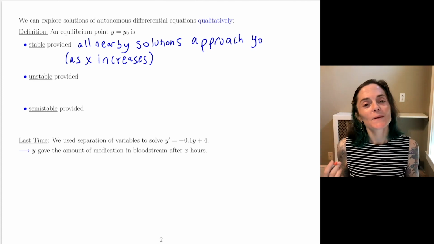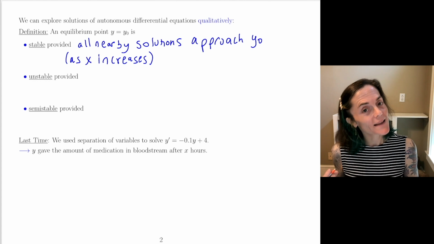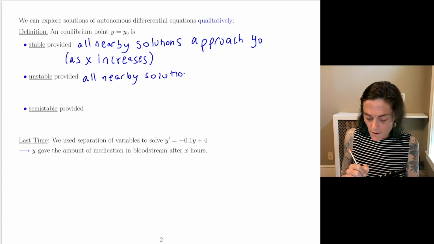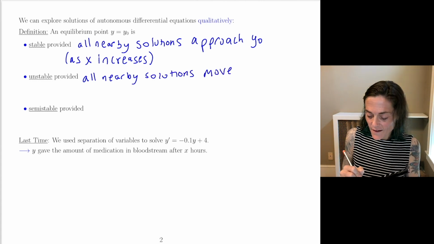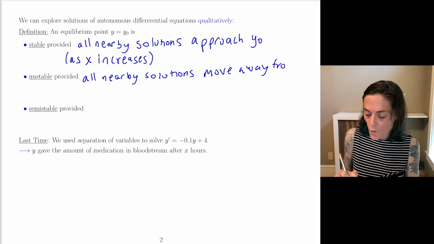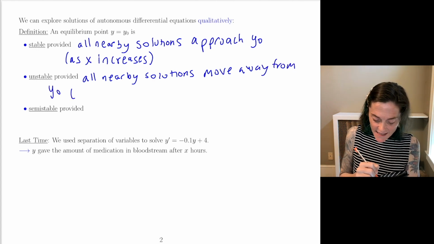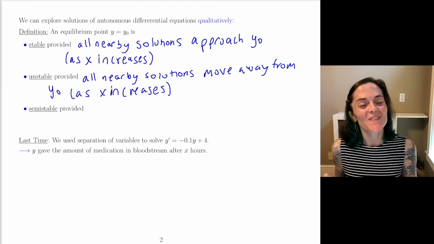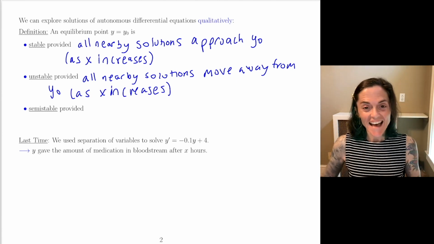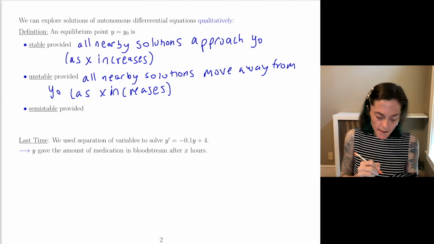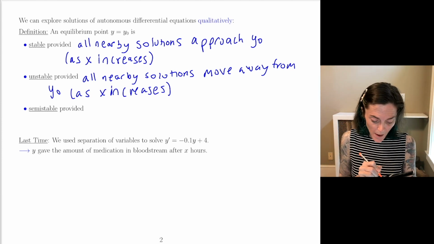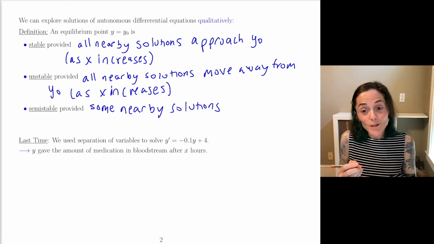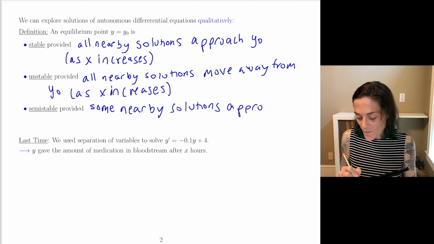This is a stable equilibrium point. An equilibrium point is unstable provided all nearby solutions move away from y0 as x increases. Semi-stable, well, the easiest way to think about it is it's not stable and it's not unstable. So it's the third possibility: some nearby solutions approach y0 and some move away from y0.